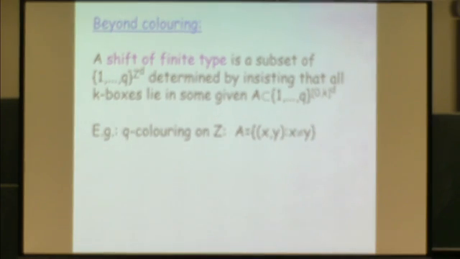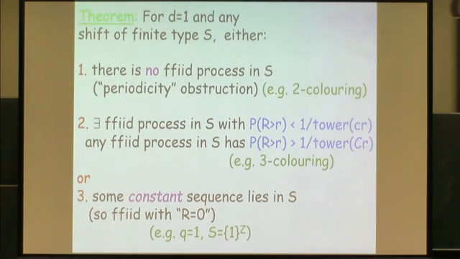Okay, so you can ask what happens for a general shift of finite type, and in one dimension we know the answer. In one dimension, actually, there's nothing else. Colouring is canonical. So remember, in the main theorem, in one dimension we didn't have this power law case, we just had the tower function, and that's what happens in general. So if you give me a shift of finite type, you give me one of these systems of local constraints, then there are three possibilities, and 1 and 3 are silly, trivial possibilities.